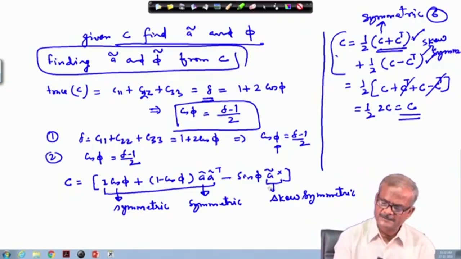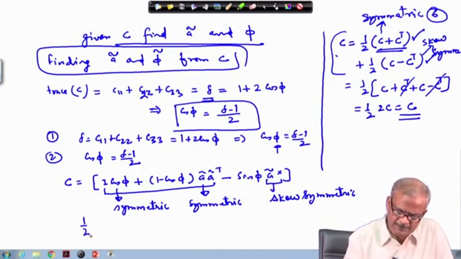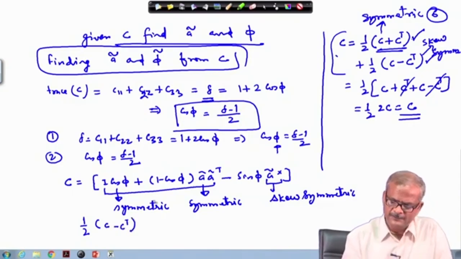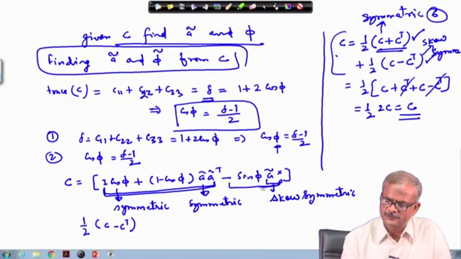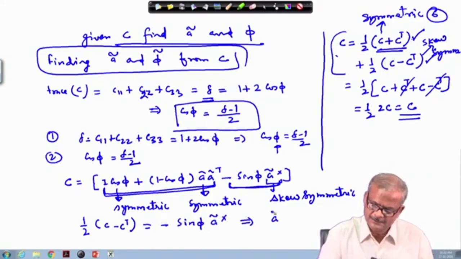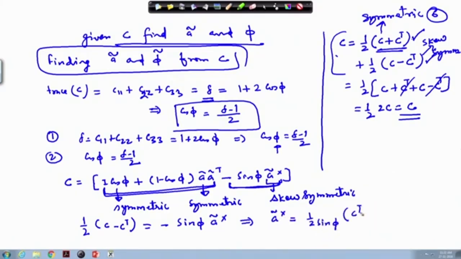Therefore, we get a certain advantage from 1 by 2 times (C minus C transpose). Here, this term is symmetric and this term turns out to be skew symmetric. So, 1 by 2 times (C minus C transpose) must be equal to sin phi times A tilde cross, and this implies that A tilde cross we can write as 1 by 2 sin phi times (C transpose minus C). So, this constitutes our avenue for finding out this particular expression A1, A2 and A3, but there are certain problems involved which we need to sort out.